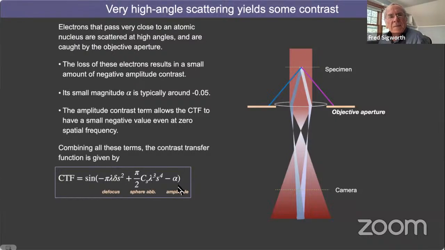And I like to put it in my formula here. I say the amount of amplitude contrast is this small angle alpha, but other people take it outside of the CTF formula and just say, well, the CTF is all these terms, and then we do minus alpha as the amplitude contrast term.